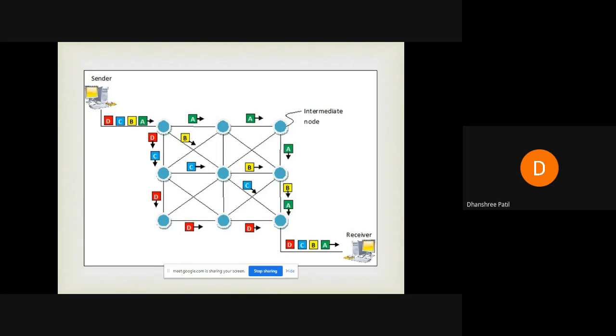So that if any packet gets lost in between, for example C is lost, then instead of contacting the sender, this node can easily resend this C because it has that packet. That's why every node first stores whatever packets reach that particular node, and then forwards them. Okay. So this is the difference between circuit switching and packet switching.